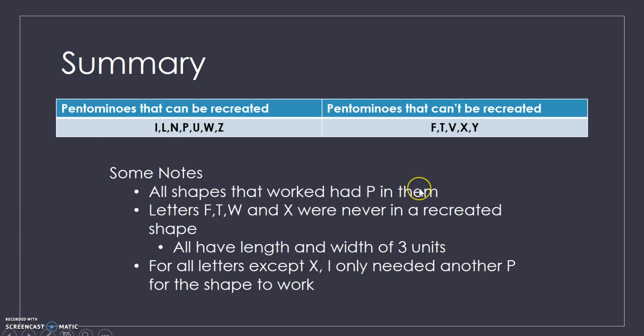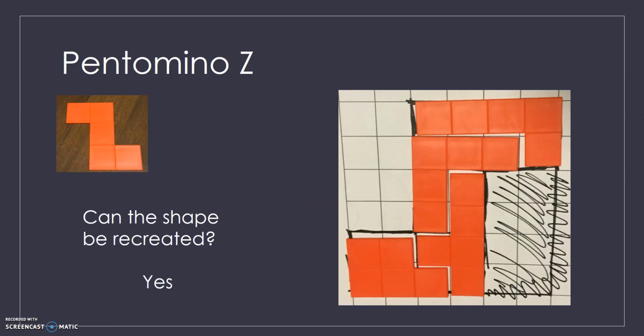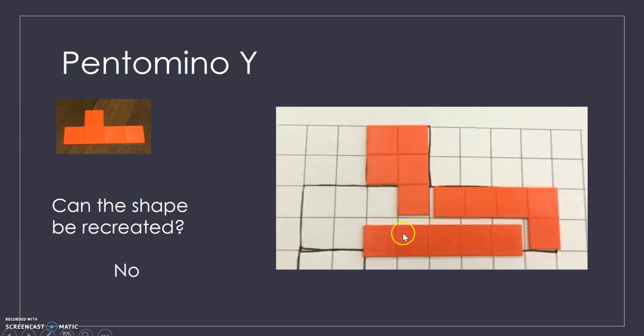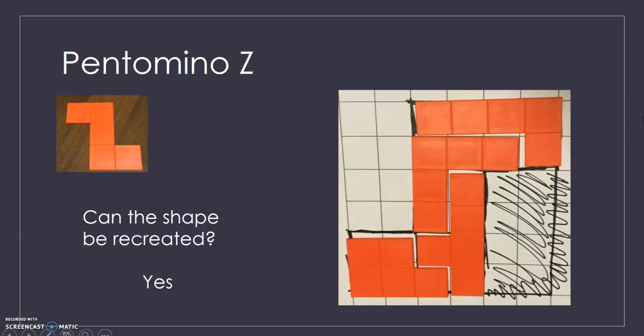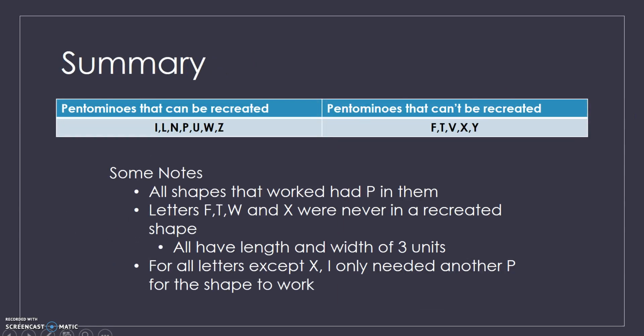Alright, and finally, the last thing I found is for all letters except X, I only needed one other P for the shape to work. So if I go back to letter Y, which did not work, I just needed one more P shape. If I could duplicate that P shape, I would have been able to recreate it. So awesome. I'll just leave it on the summary page.